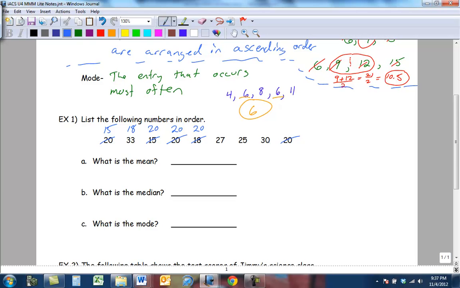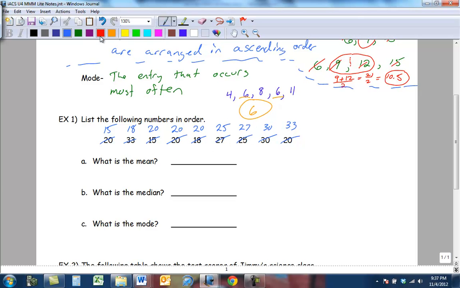20, 20, 20. Then I'm at 25, 27, 30, and 33. Notice how I put them above the numbers so I make sure that I have the right amount. I just put them in a different order. All right. What is the mean?